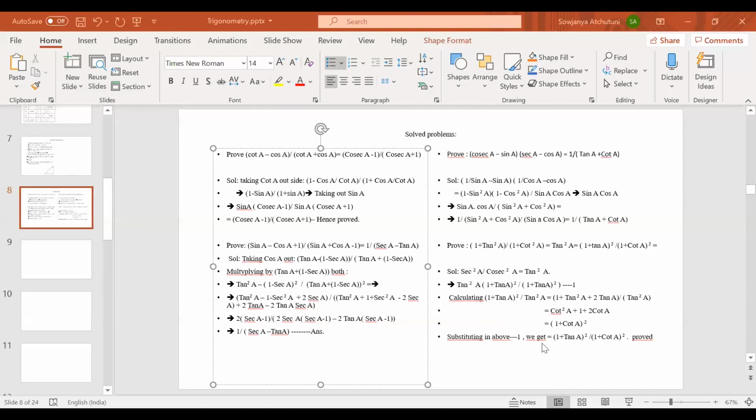So my answer is becoming 1 plus tan A whole square divided by tan square A, which is 1 plus cot A whole square. Hence it is proved.